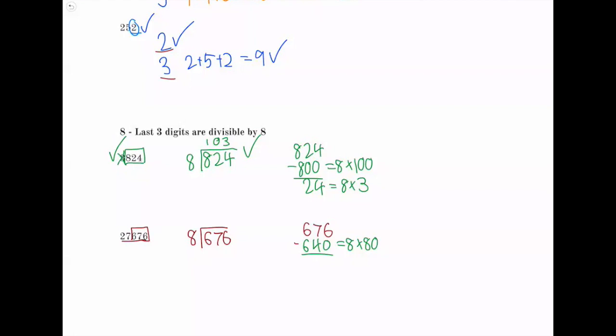Yeah, and we can subtract 8 times 80, and you get 36. And now what number can we subtract that's easy that we know is a multiple of 8? Yeah, 32. And 32 is 8 times 4. And we're left with 4. And 4 is not a multiple of 8. So that means this big number, 27676, isn't a multiple of 8. Any questions on this trick? I think we're good.